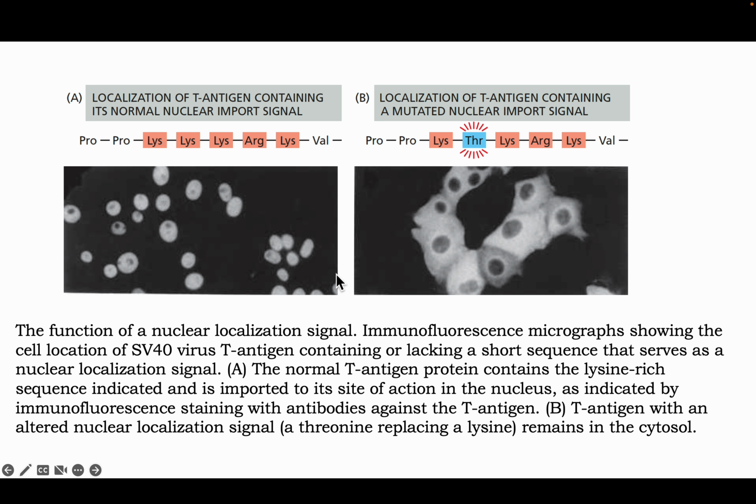So the function of the nuclear localization signal is proved by these experiments, where you can see immunofluorescence micrographs. They basically show the cell location of SV40 virus T antigen containing and also lacking a short sequence that serves as a nuclear localization signal.